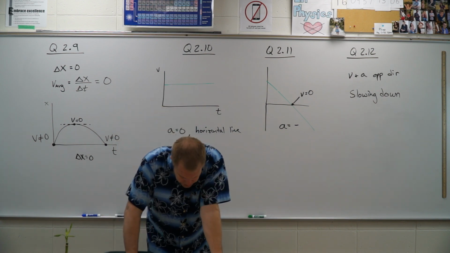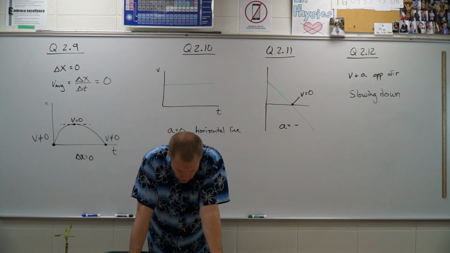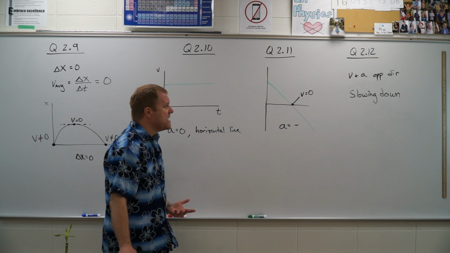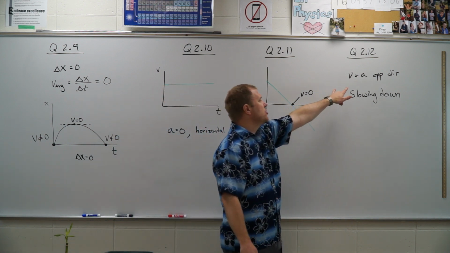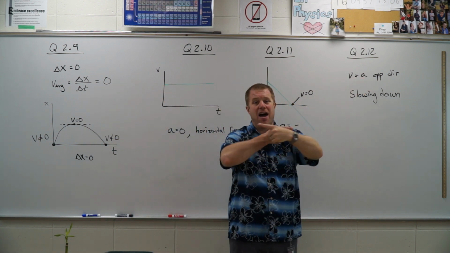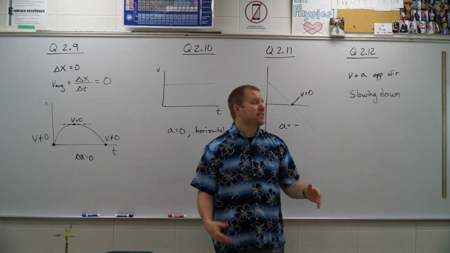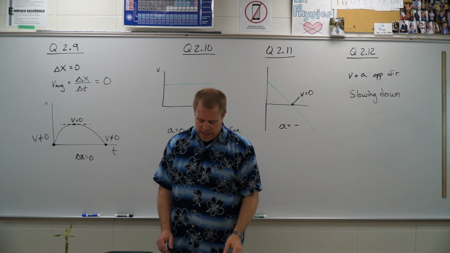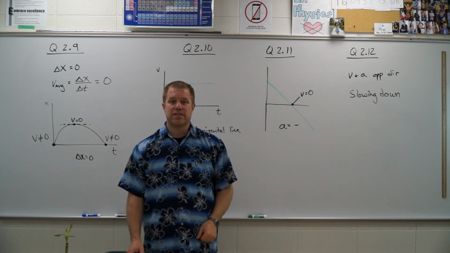And then the last one, number 12 there: an automobile is traveling west. Can it have a velocity toward the west at the same time as having an acceleration toward the east? What that means is, can I have a situation where my velocity and my acceleration are in opposite directions? Yes. What that means is you're slowing down. That is the definition of slowing down. So there's your 4 discussion questions.